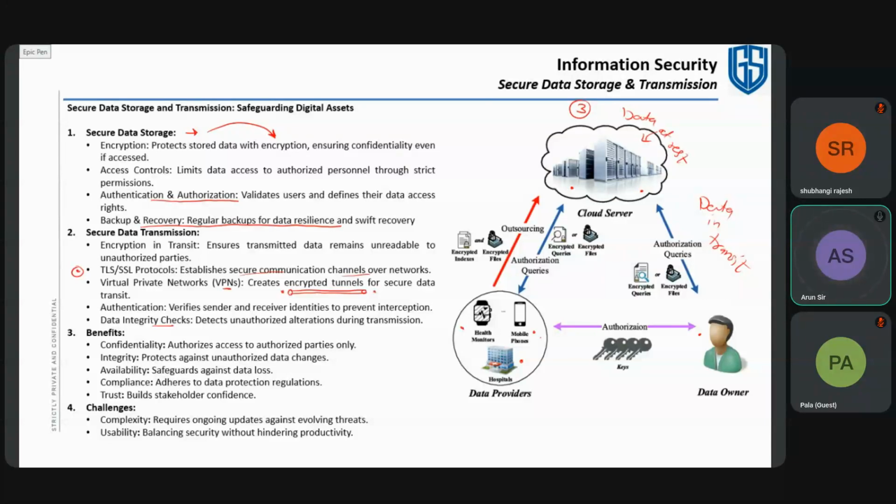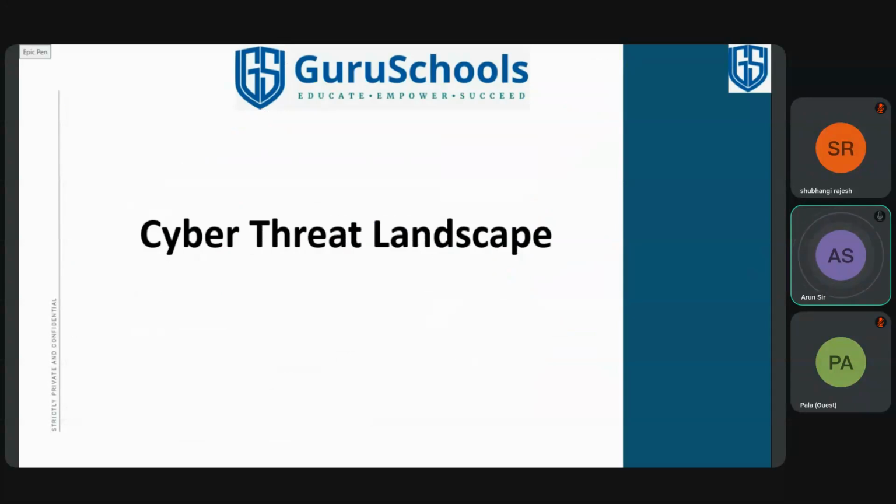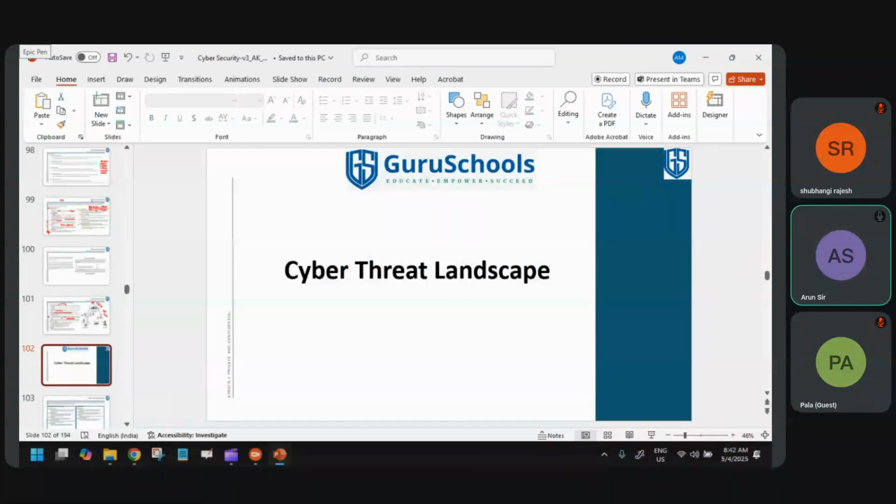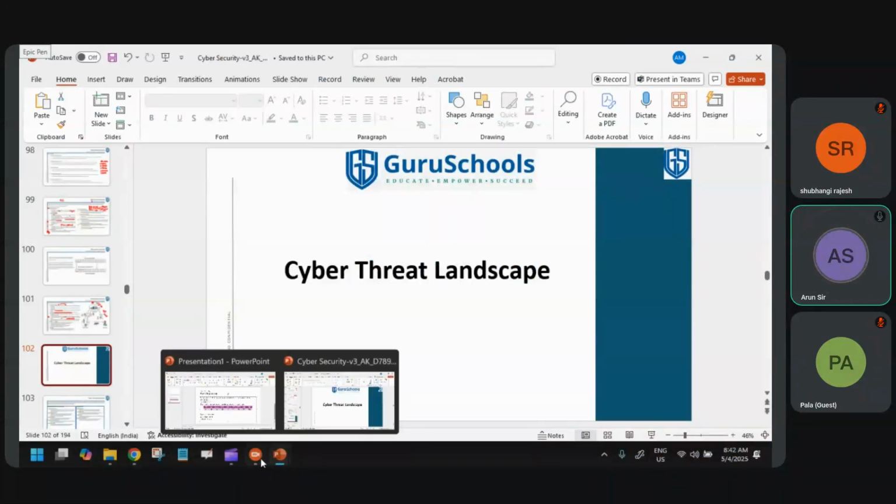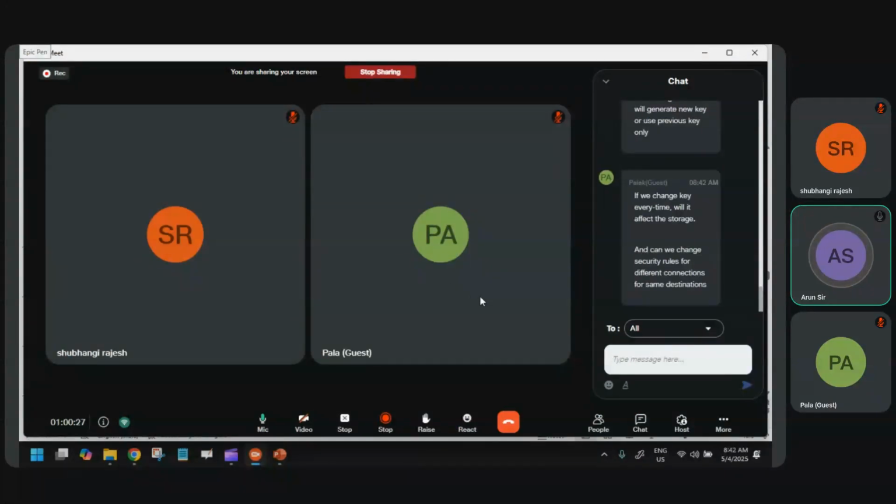So that is why for transactions it is mandatory. Other than that, it is up to how your data is classified, and accordingly that has to be done. So these are the things related to it. Okay, so I hope you got some information from here. So if we change the key every time, will it affect the storage? Yes, it is actually adding to the latency. So there will be delay, a lot of delay.